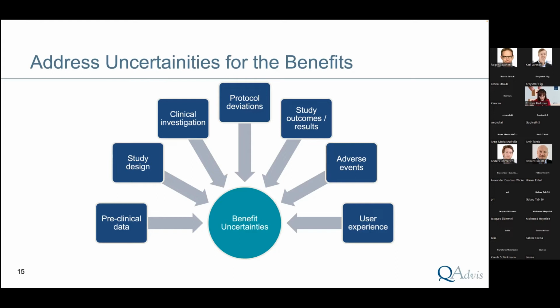And also study outcome, how is the outcome of the study significant, insignificant, and so on. But also user experience. Does the user represent the real world user or not? So these are uncertainties related to the benefit.